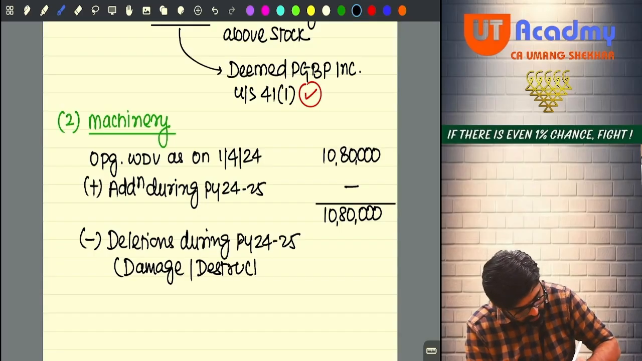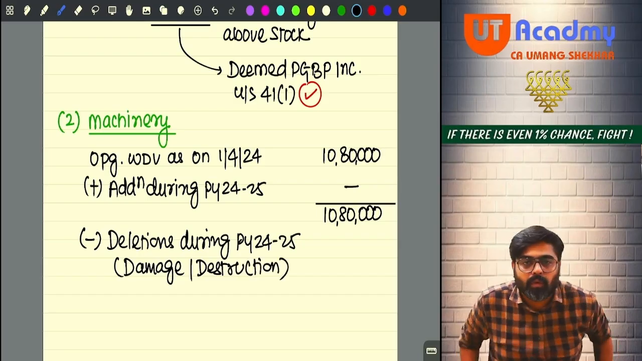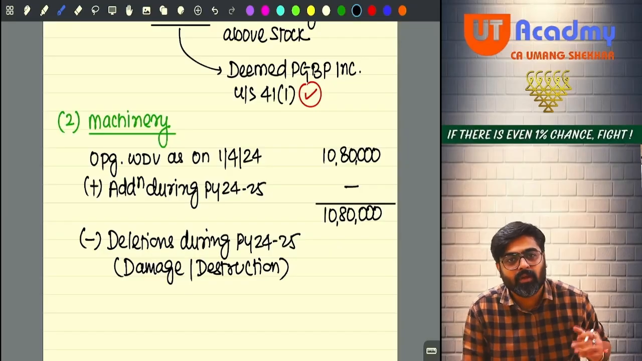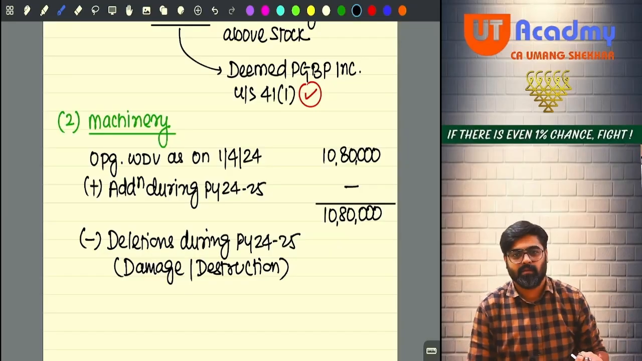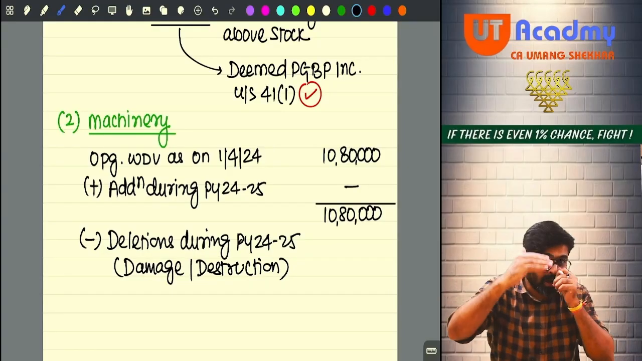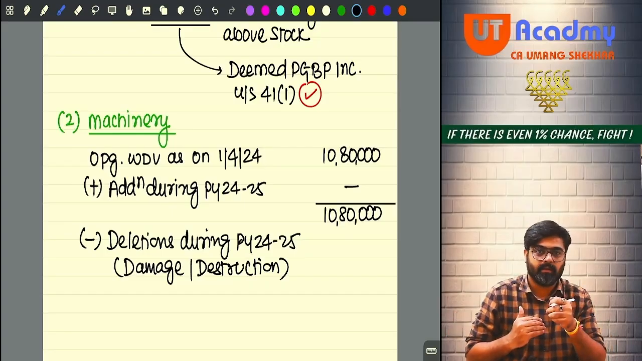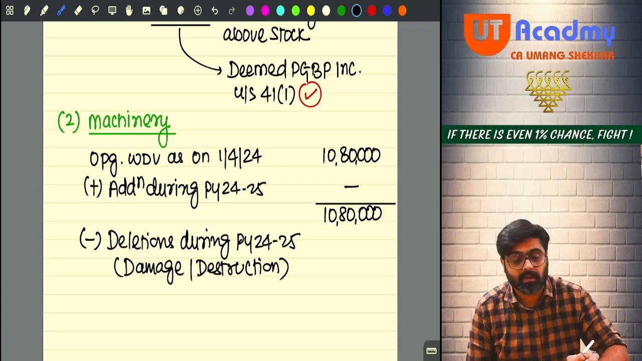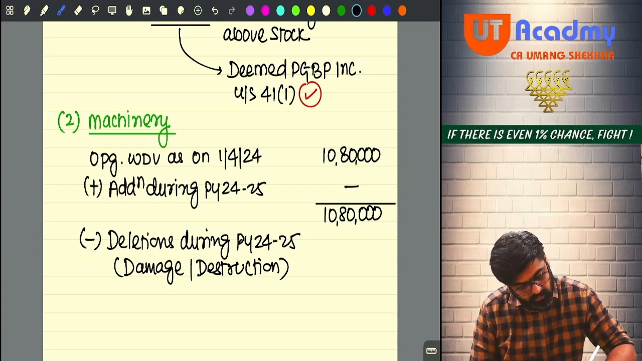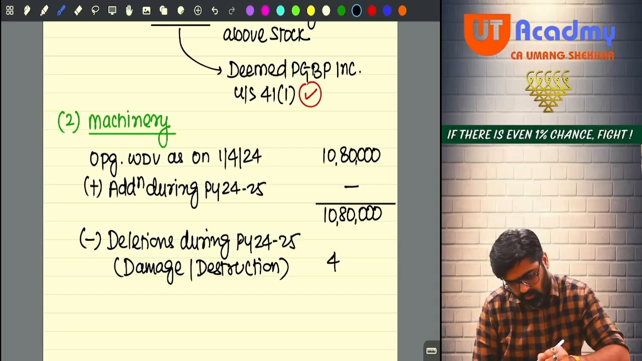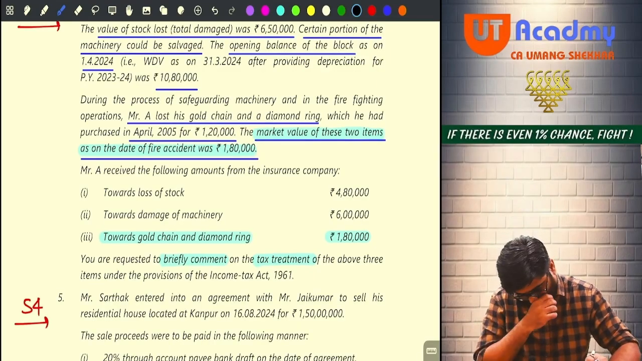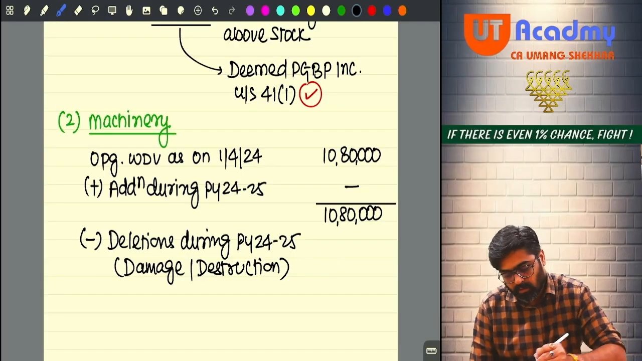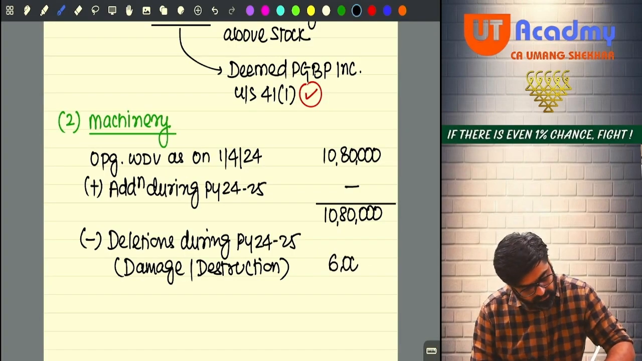Now tell me, on damage or destruction, meaning on this deletion, whatever amount you will receive, can I say you are recovering that cost only? The cost of the block you are recovering, deletion, yes or no? So how much amount have you recovered? You have recovered 4 lakh, 4 lakh 80, or 4 lakh? How much have you recovered? 6 lakhs. Oh, 6 lakhs. So the recovery is 6 lakhs.